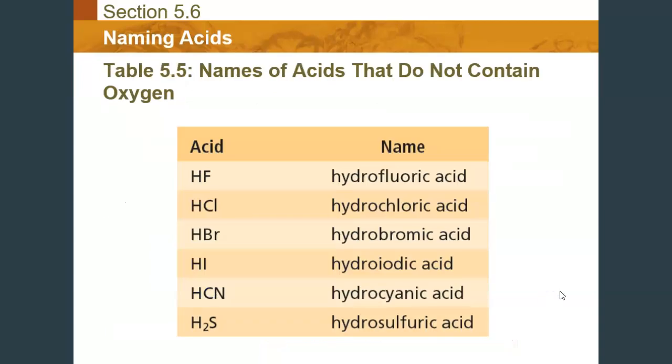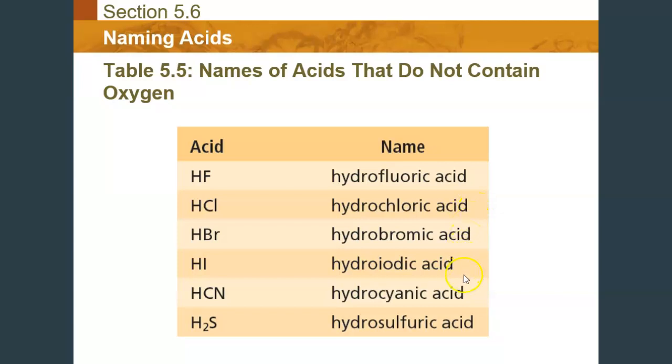So here are some common acids that do not contain oxygen. You can see we have HF, which is hydrofluoric acid. Interesting thing with hydrofluoric acid, it eats glass. So you can actually use that in craft projects to etch glass. HCl, probably the most common acid that's around, is hydrochloric acid.